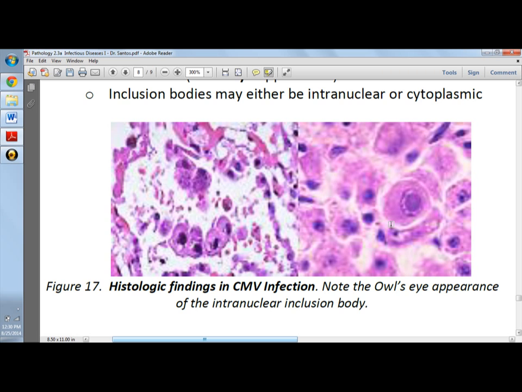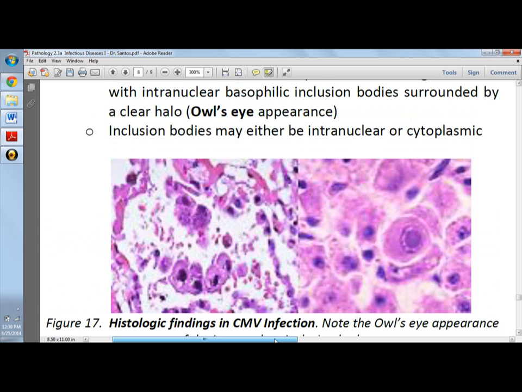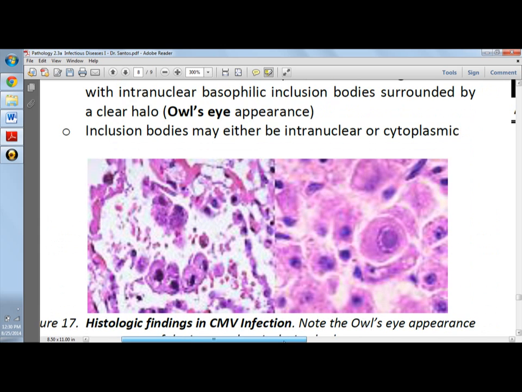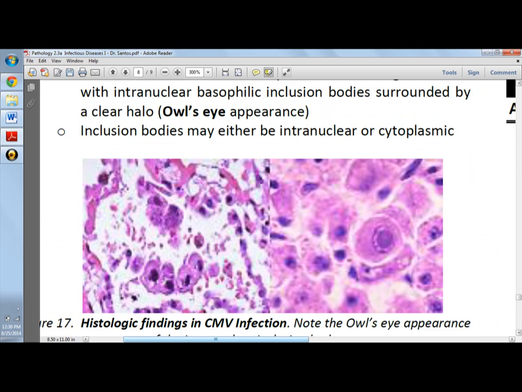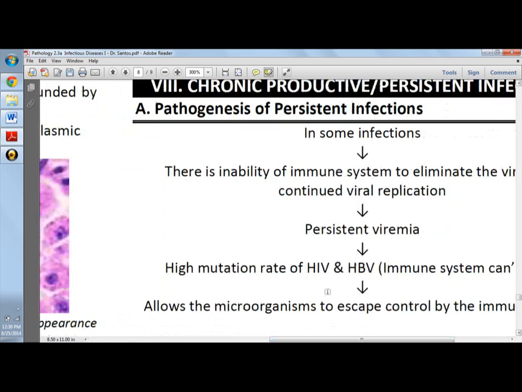Here you can see the clear halo, this one, and the infected cell. This is the infected cell with an intranuclear body, an enlarged cell. This is a large cell with a large nucleus. So that is the owl's eye appearance. The histological finding is actually characteristic of what infection? CMV infection.